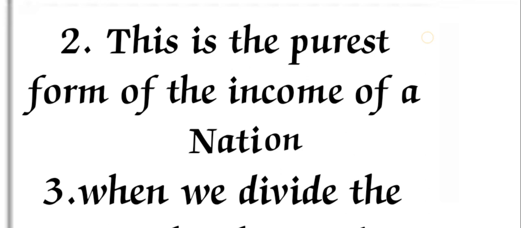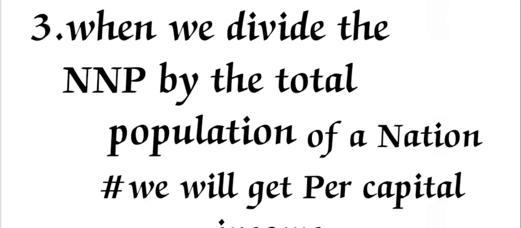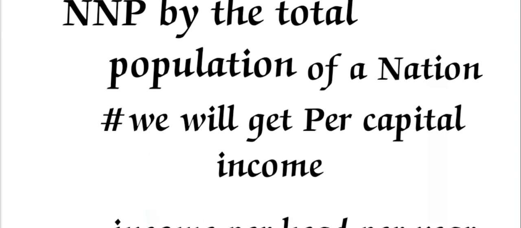So we are getting the net national product, that is the actual or real national income, right? Whenever we divide the NNP, we get the per capita income. NNP is the total national income. Whenever we divide the net national product by the total population of a state, we get the per capita income. Per capita income means the income per head per year in a nation. How much money is the income per head?